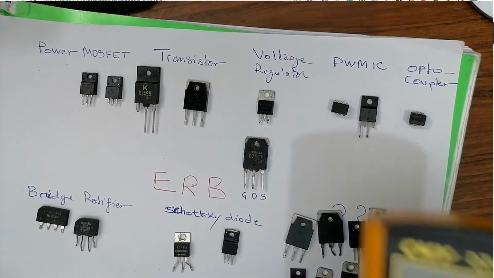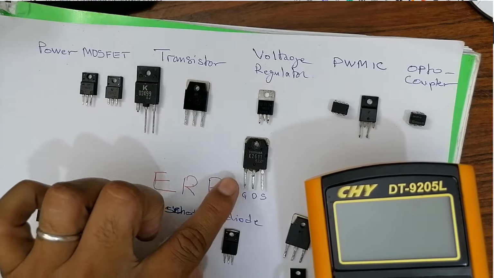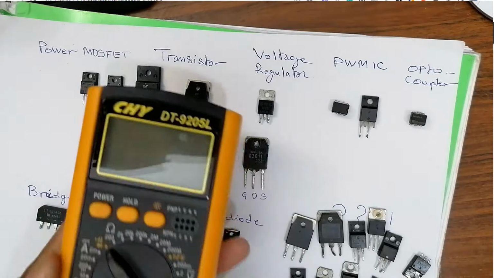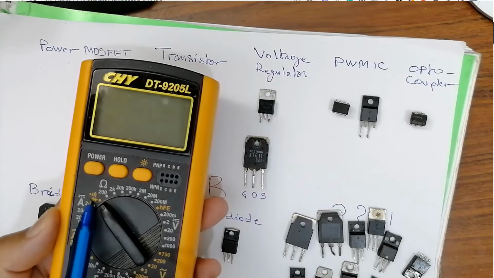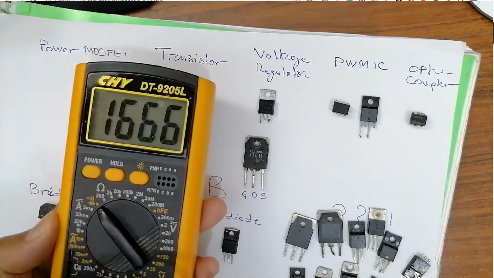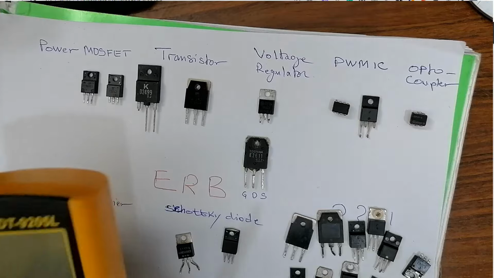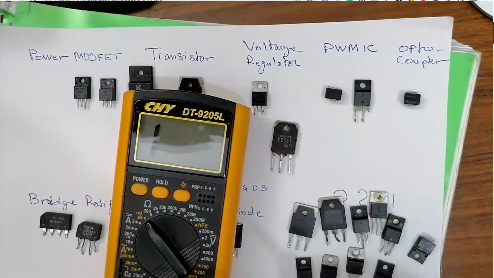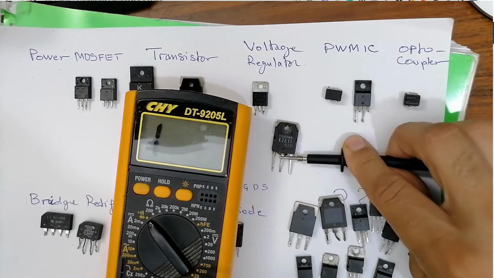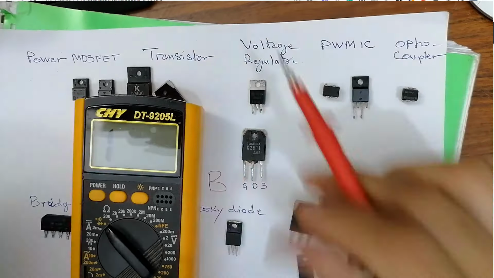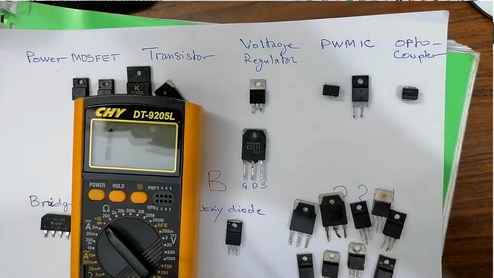Now I will use the multimeter to check whether this MOSFET is good or not. Of course, I will choose the diode option, and then press the power button. The first thing to do is to connect between these two pins and these two pins in order to discharge the MOSFET. So let's test this MOSFET right now.